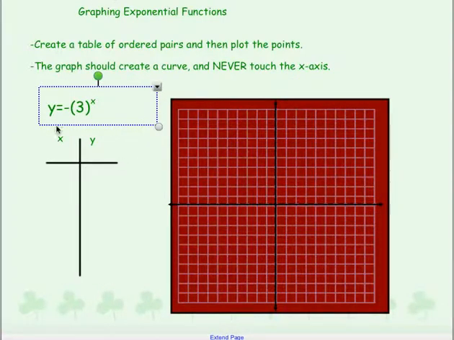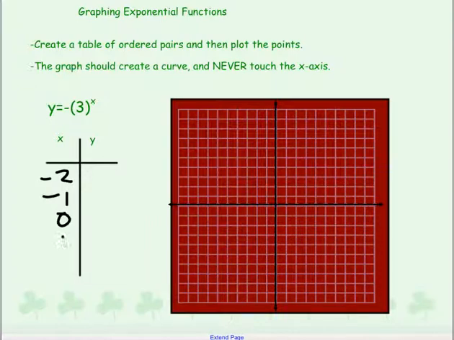Let's try another one. Now we have negative times 3 to the x value. Okay, so maybe we plug in once more. We try -2, -1, 0, 1, and 2. I would recommend doing 5 or 6 different points, some of them negative, some of them positive, so that you can see how the growth or decay works. So we plug in our value.